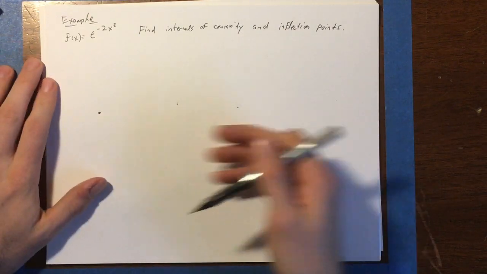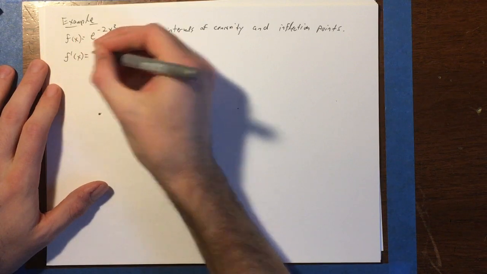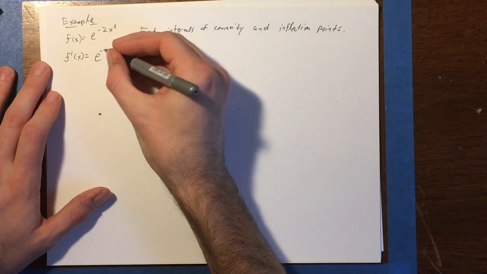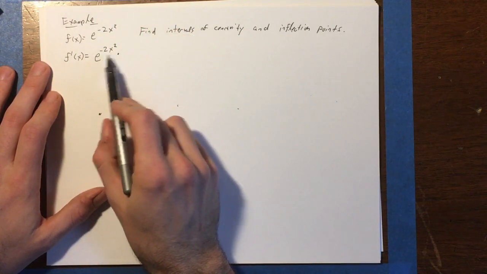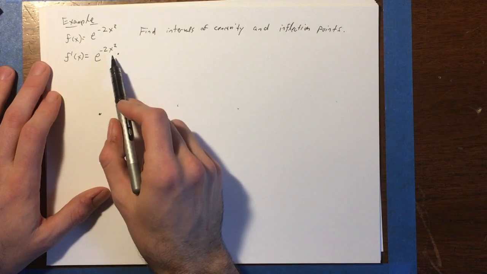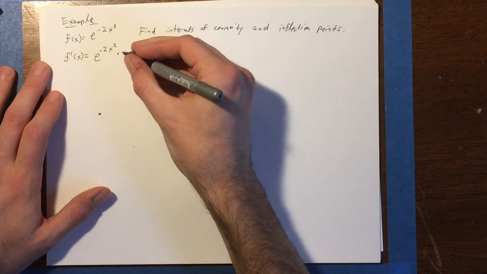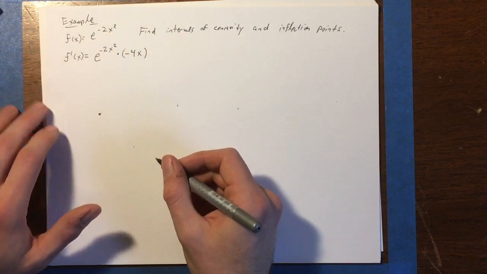So to do this, we need to take two derivatives. So first, f prime. That's going to be, since this is e to some power, we're going to get that same thing, e to that power. But then, of course, we're going to multiply by the derivative of whatever exponent, whatever power that power was as a function of x. So in this case, the derivative of negative 2x squared is negative 4x. So that's our f prime.